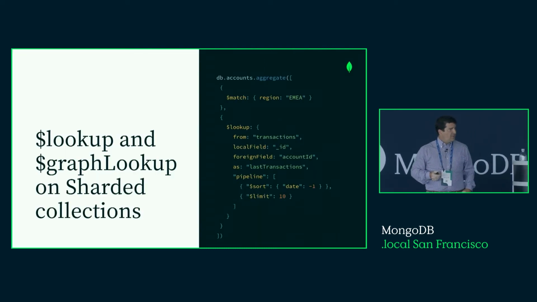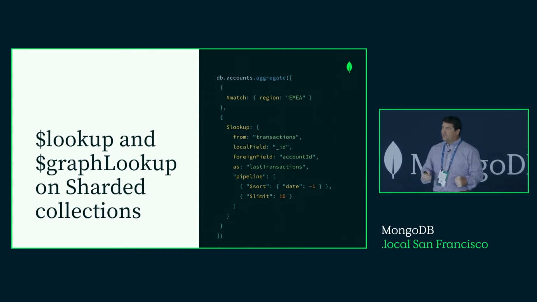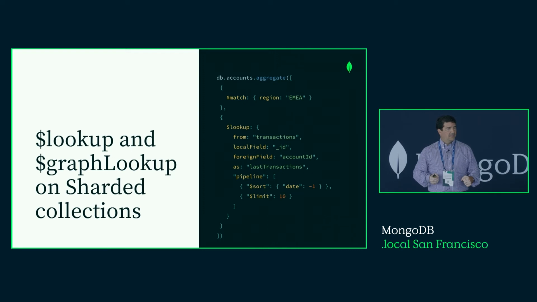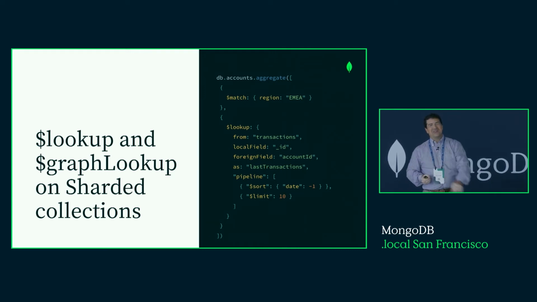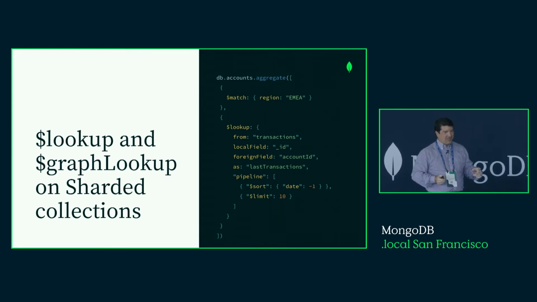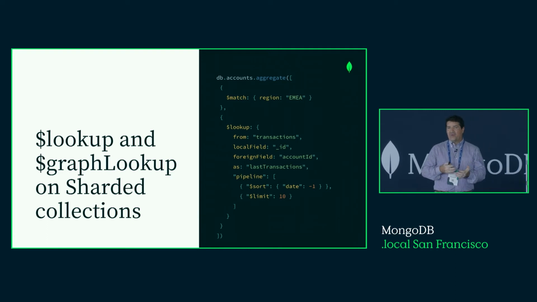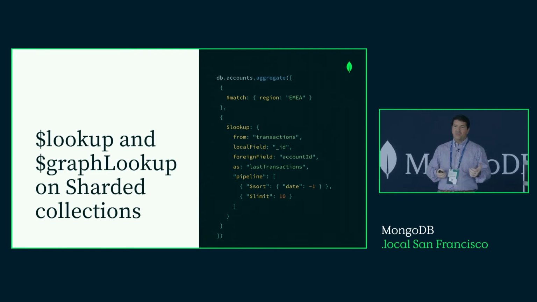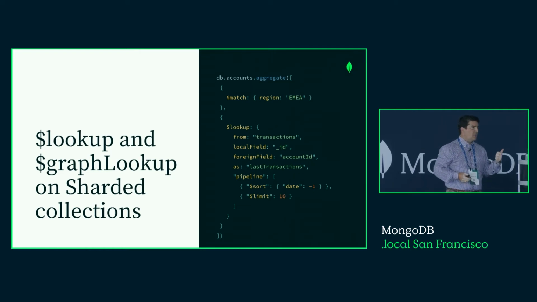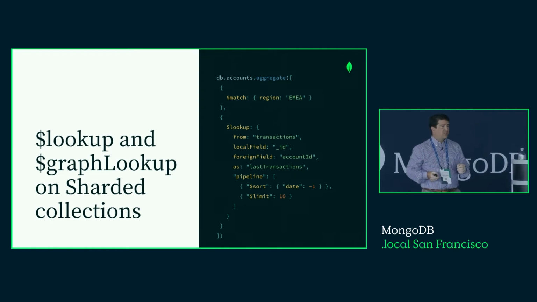Okay, so $lookup and $graphLookup across sharded collections. We're MongoDB, right? We don't do joins, right? We do joins, correct. So there are cases to join data across different collections. I'm sure you've probably run into it, because you can't have one monolithic collection. So there is a need to do a join across these collections.